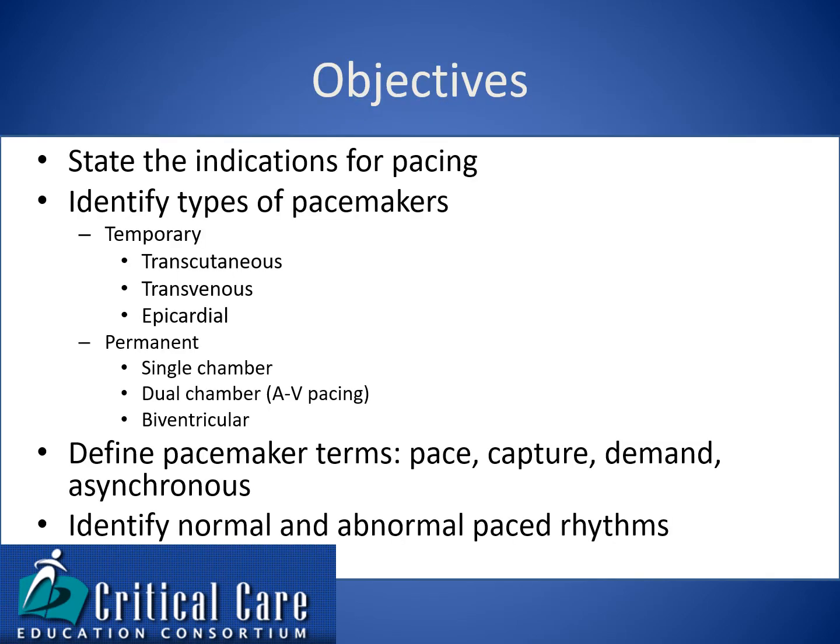Our objectives are basically to state the indications for pacing, and first we'll talk about the different types of pacemakers. Then we will learn to interpret the paced rhythms. There are different types, such as transcutaneous, transvenous, and epicardial. Those are considered temporary, and the permanents are single chamber, dual chamber, and biventricular. When we define the pacemaker terms, we're looking at paced beats, capture, demand, and asynchronous. We also will need to identify what's normal and abnormal pacing rhythms.